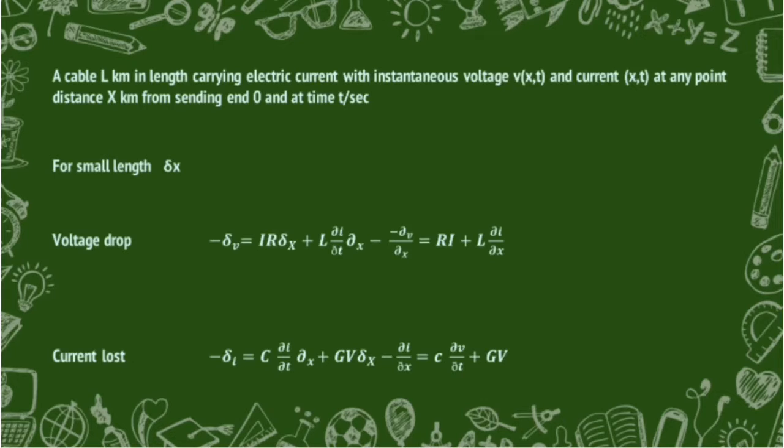The first formula calculates the voltage drop, which is given by the voltage drop due to resistance plus the voltage drop due to inductance, which is negative delta V equals IR delta x plus L del I over del t delta x, so negative del V over del x equals RI plus L del I over del t. The current loss is given by the current loss due to capacitance plus the current loss due to leakage.